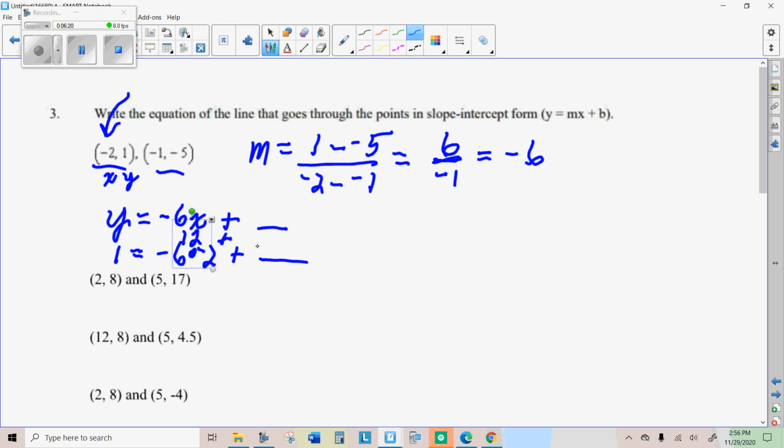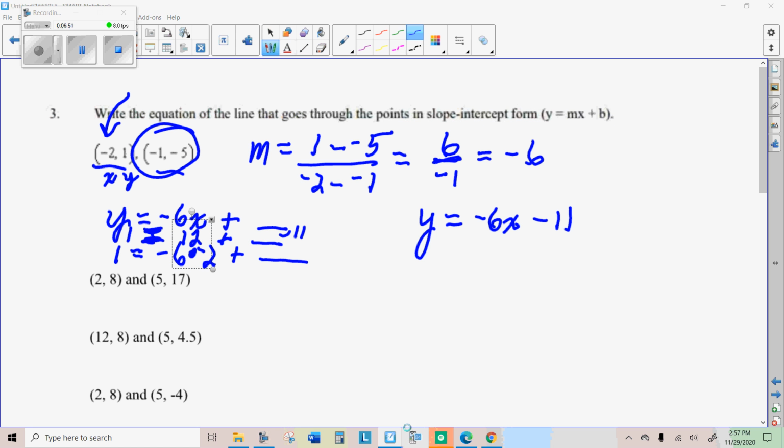12 plus what would get me 1? Well, that would have to be a negative number, right? You can do 1 minus 12 to figure that out. But that would be -11, right? So that's my y-intercept. So now I have the equation. It's y equals -6x minus 11. Okay, now you're going to want to check that with this other point just to make sure you did it right. Either that or, better yet, check it on your calculator.